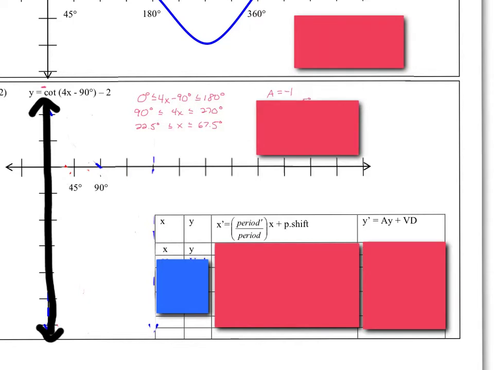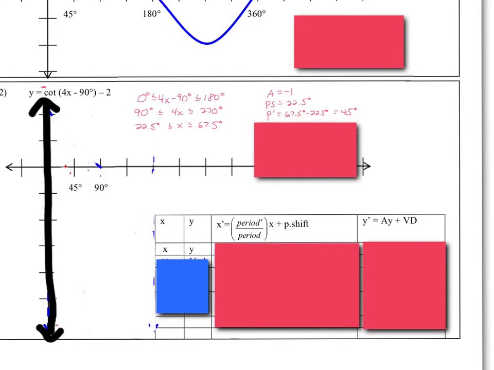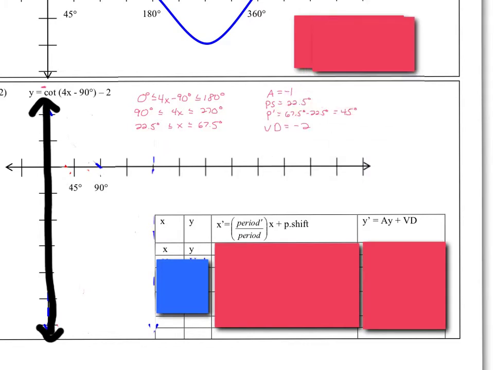That's going to give us an a of negative 1. Remember I changed the problem so it's a negative times cotangent. Gives me a phase shift of 22.5. That comes from this number right here. Gives me a new period of 45 degrees because I take 67.5 minus 22.5 degrees, and the vertical displacement is negative 2. That comes from this number here.